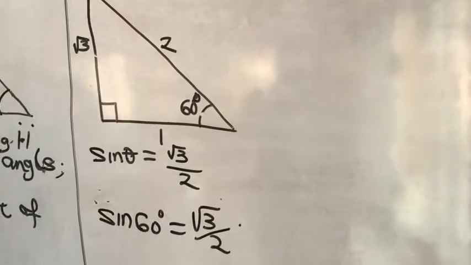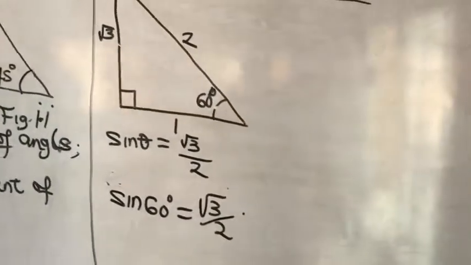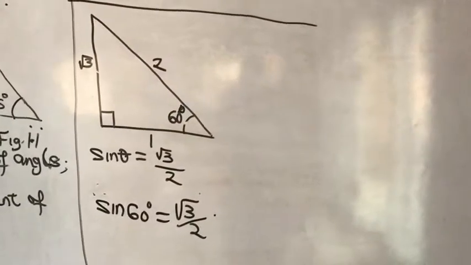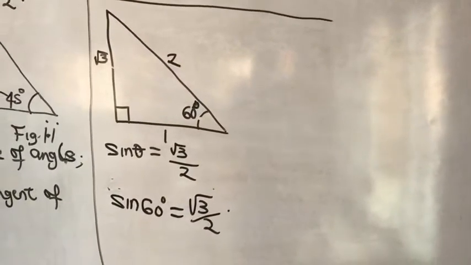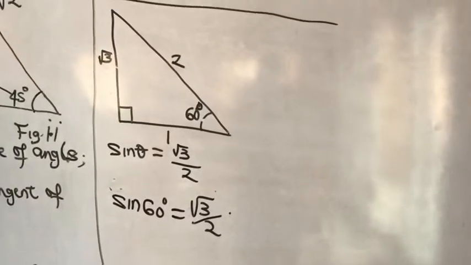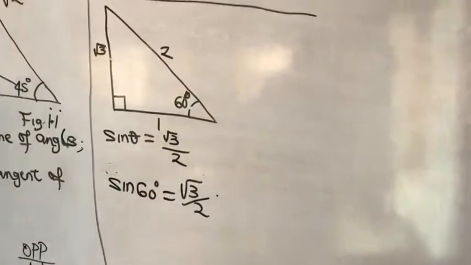With me, in any examination, if you are given sin 60, don't waste your time. Just put the number square root 3 over 2. That is the essence of this topic. So now you don't have a calculator to know the meaning of sin 60. This triangle will give you. So now just represent your sin 60 with square root 3 over 2.